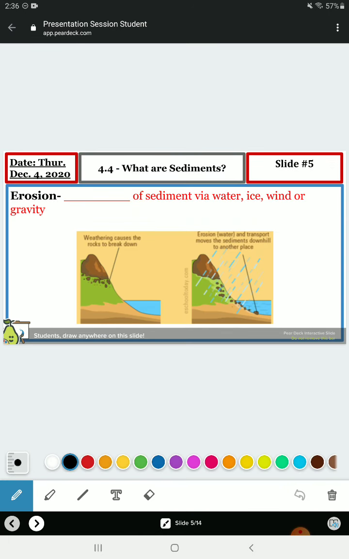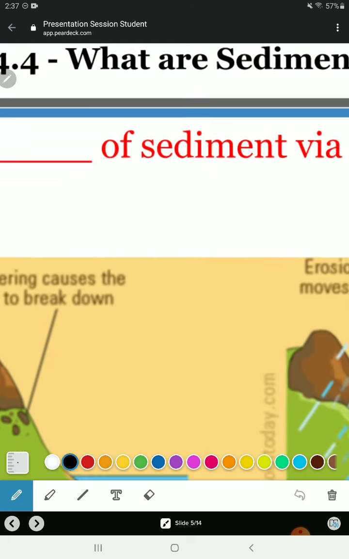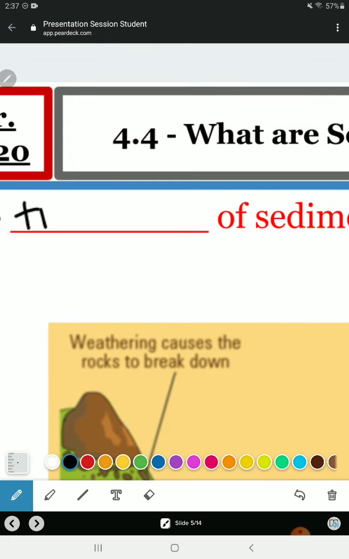So our vocabulary for the day is going to start with the word erosion. Erosion is the transport of sediment via water, ice, wind, or gravity. And that's going to be transport.